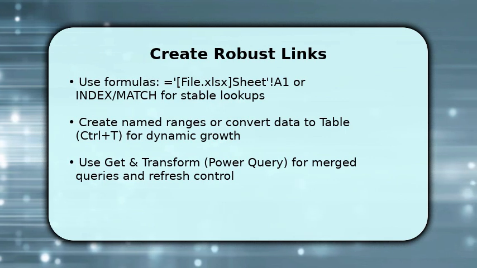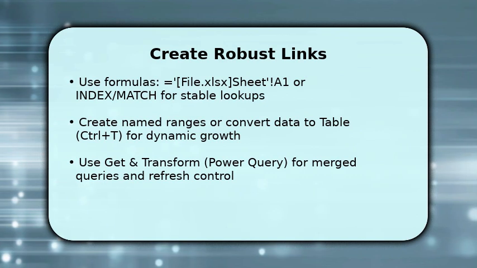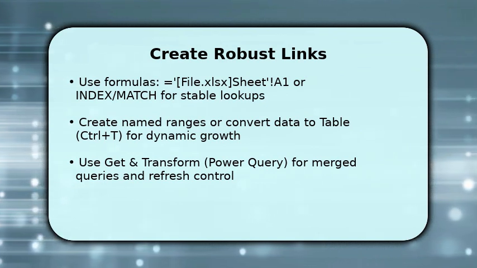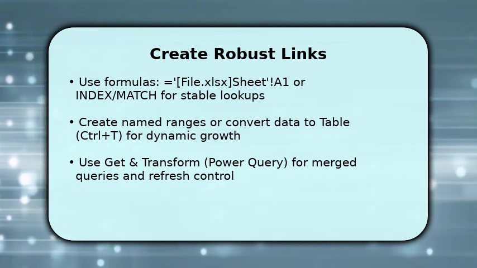Convert source ranges to tables with Control+T or create named ranges. This lets new rows flow into the link automatically. If you need joins, use Get & Transform to merge tables and control refresh frequency.